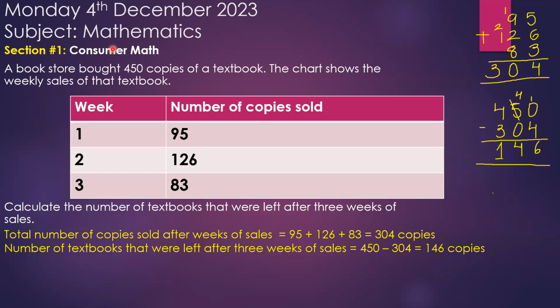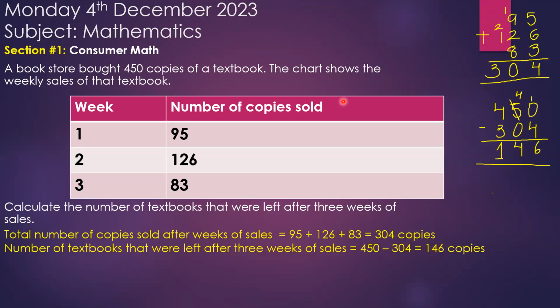Okay, Lavar, the first thing we're going to do is add 95, 126, and 83. When we add those three numbers, what do we get? 304. Very good. Now, the number of books that they bought altogether was 450. So you have to take 304 and subtract it from 450. When you subtract 304 from 450, what is your answer? 146. And so that's how we got 146.